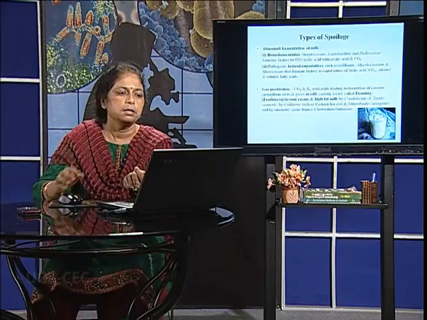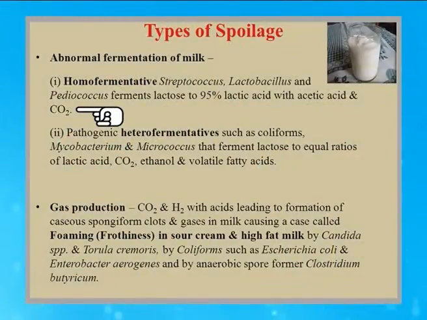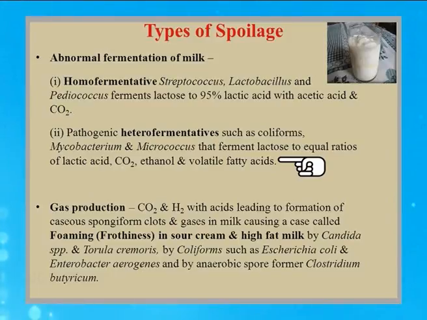which can be caused by homofermentative Streptococcus, Lactobacillus and Pediococcus, which give about 95% lactic acid. However, there may be pathogenic heterofermenters like Mycobacterium and Micrococcus, which give equal amounts of lactic acid, carbon dioxide, ethanol and many volatile fatty acids. Gas production is another type of spoilage that is encountered in milk.